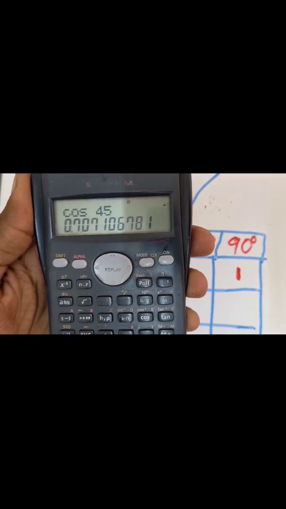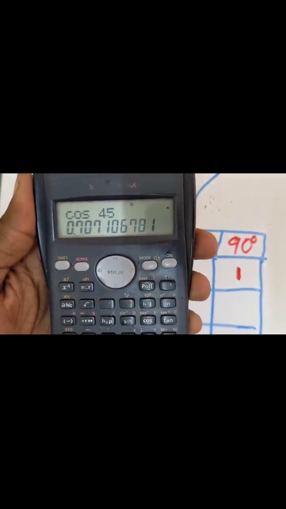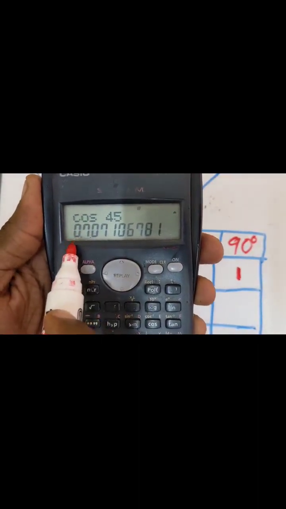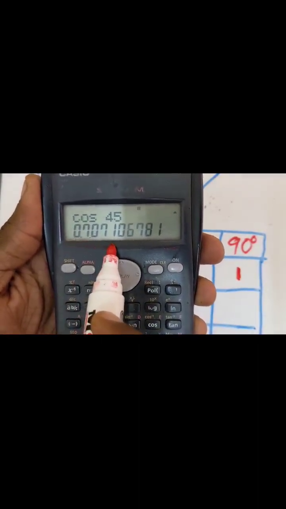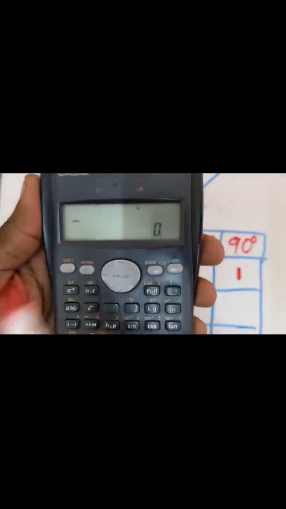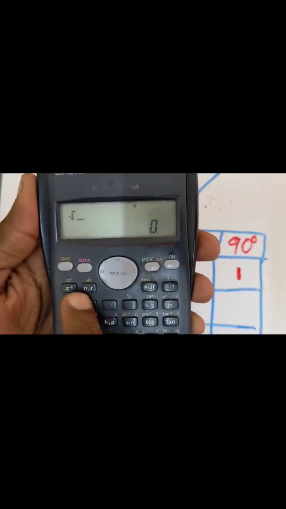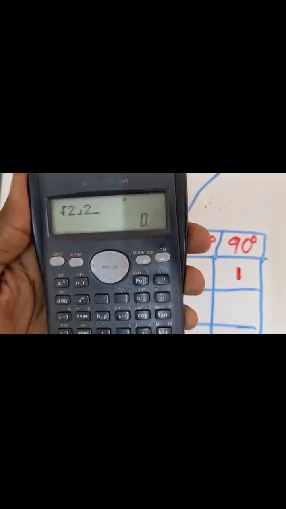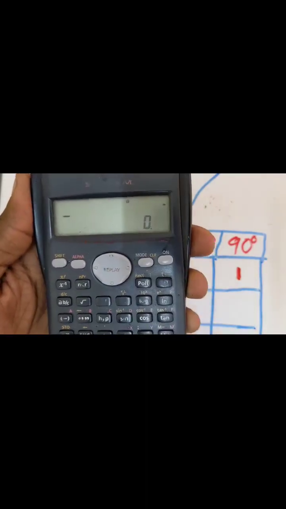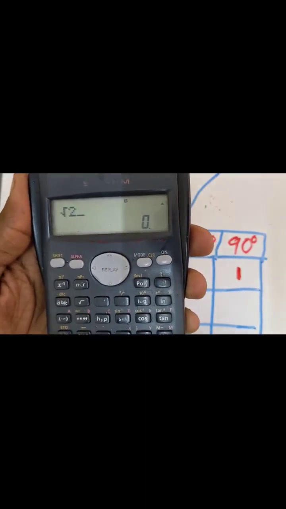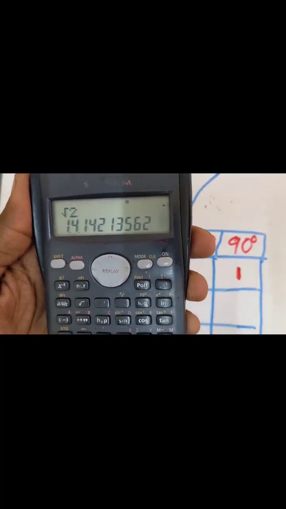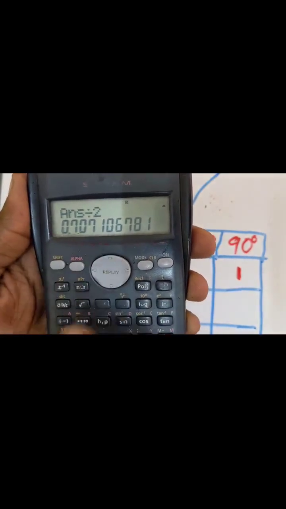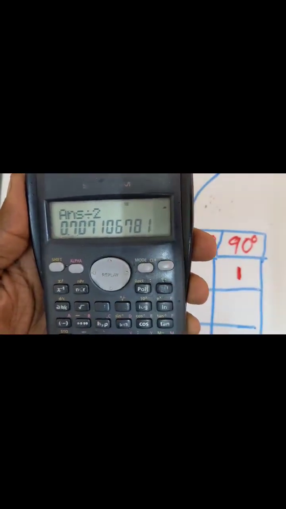Now let's see what cos 45 is. Is it that same one? Yes, it is that same one. So we have proved that. Let me show you again. This is 0.7071 like that. So root of 2 divided by 2, or you may say over 2. If you want to find root of 2, you can do that, then you divide this one by 2. You see? That is it there. That is how you find this.